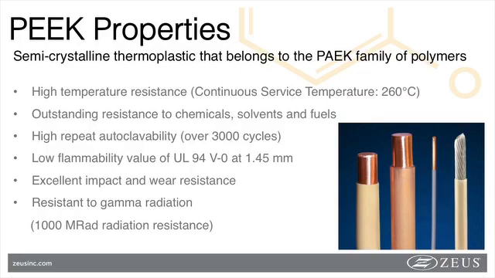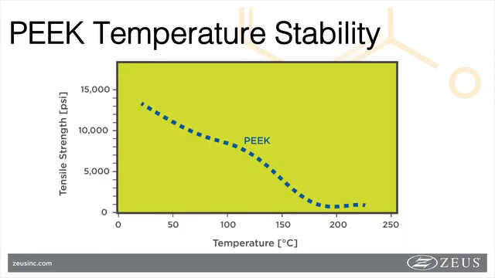PEEK also has exceptional toughness and tensile properties. Here we see the tensile strength versus temperature curve for PEEK. As one may see, the tensile strength does change when heat is applied. However, the mechanical strength remains very high, up to 232 degrees Celsius. At room temperature, PEEK has tensile strength over 10,000 psi. Very impressive for a plastic, for sure.